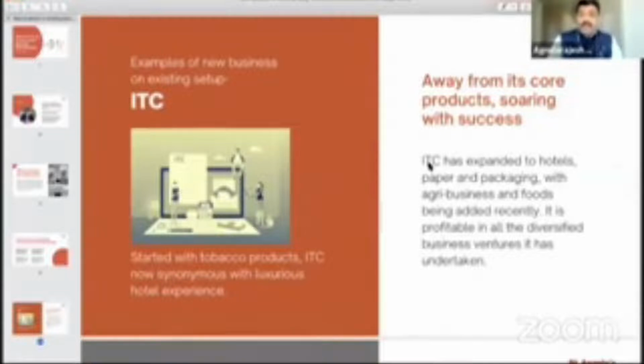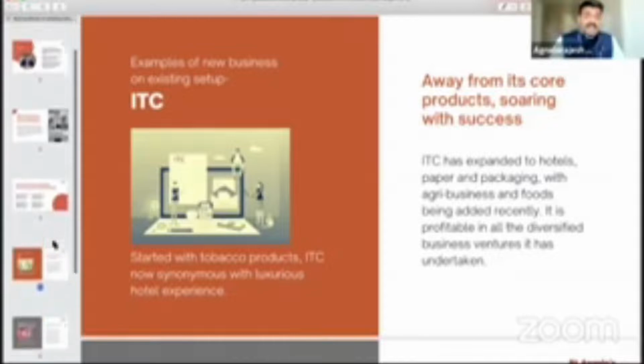Friends, we need to give examples of how we can do what other successful companies have done. For example, ITC. ITC was in the tobacco business, but subsequently they ventured into luxury hotels. ITC hotels are one of the best, at par with Taj or Oberoi across the country, and we have seen how they are booming. So they have also diversified. They are also into multiple other businesses related to paper and packaging, with agri-business and foods added very recently. It is profitable in all the diversified business ventures it has undertaken. So that is a lesson for us to learn.